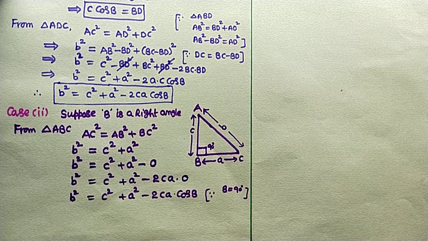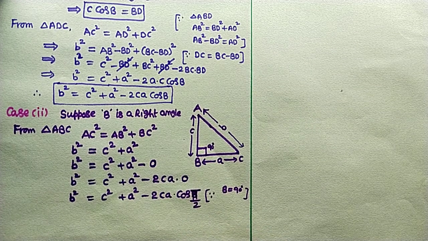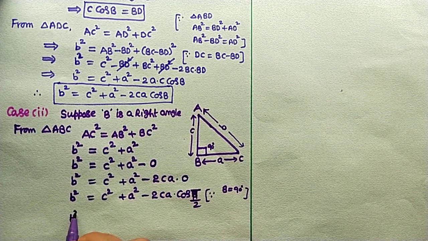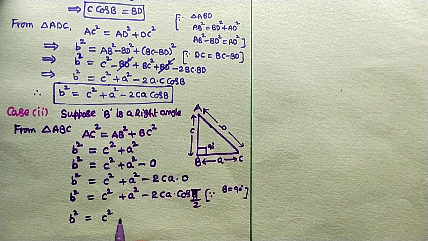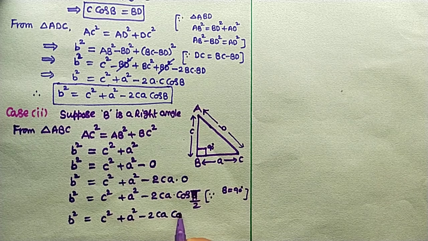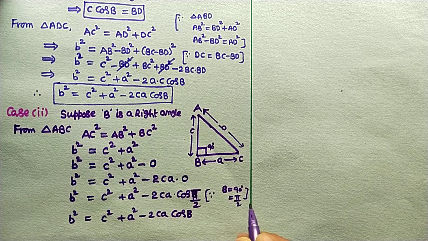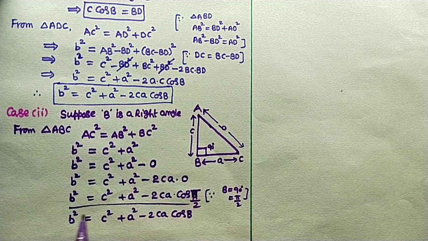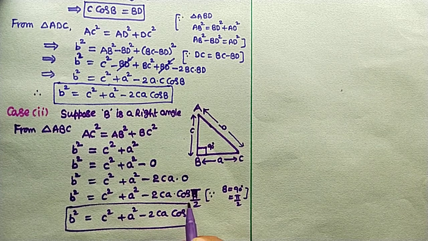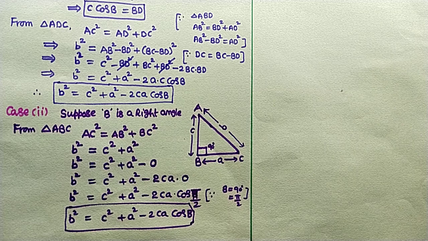Hence, we proved it in this case. Before that, write cos B as cos pi by 2. After that, b square equals c square plus a square minus 2ca into, in place of cos pi by 2, you have to write 90 degrees. Hence, we proved the cosine rule in the case where angle B is a right angle.